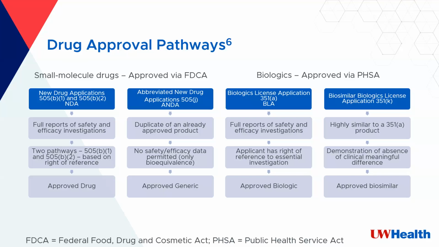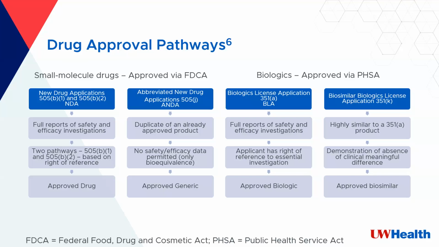On the right side, we have the biologic pathways. These have 2 similar routes to the NDA and the ANDA. On the left is the biological license application, or the BLA, and that's similar to the NDA, but is very specific for biological products. There is a similar biosimilar license application that is abbreviated like the ANDA to focus on bioequivalence rather than the safety and efficacy of the drug.